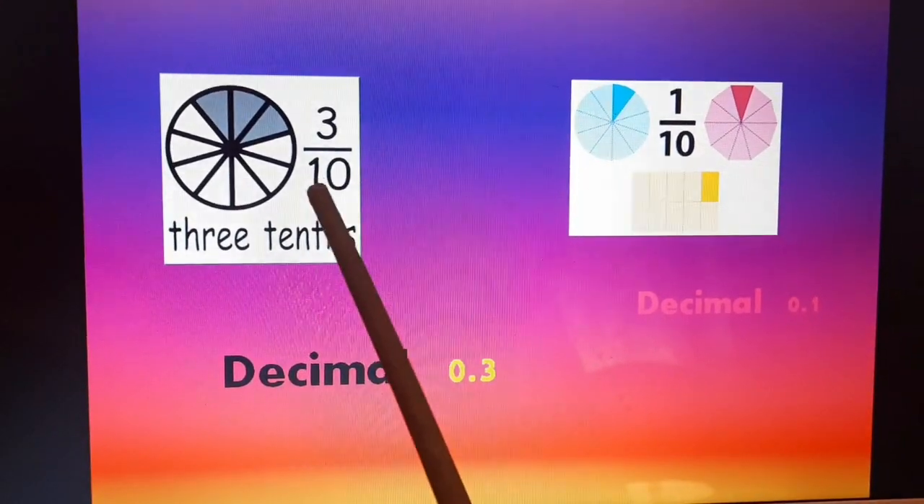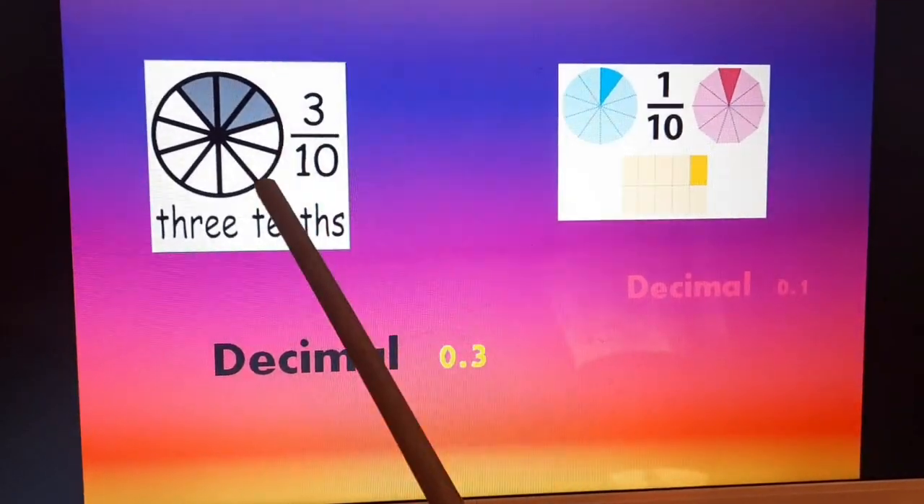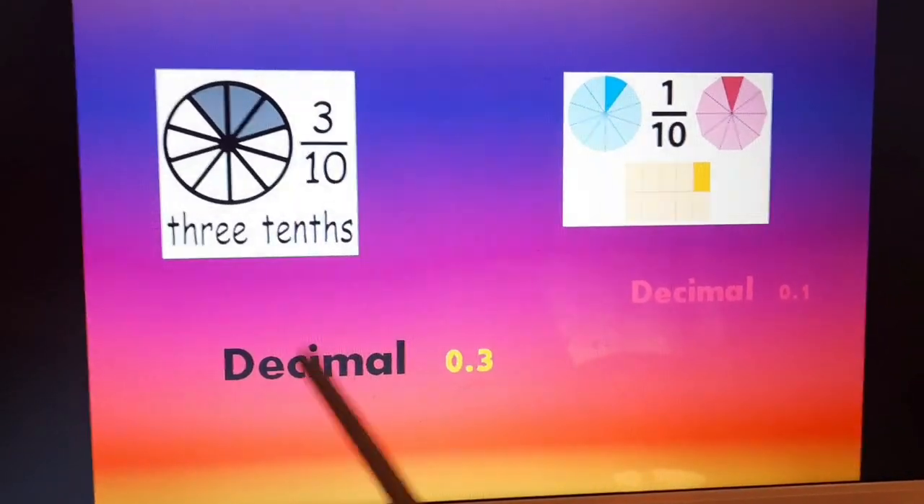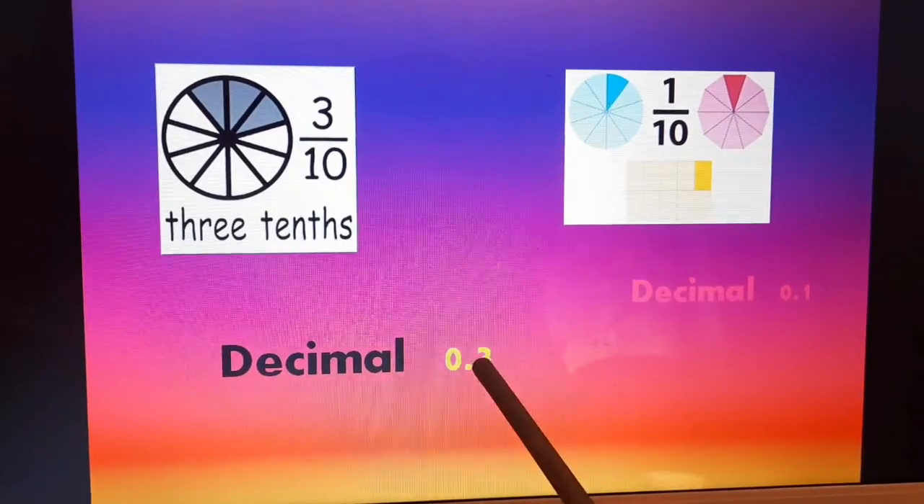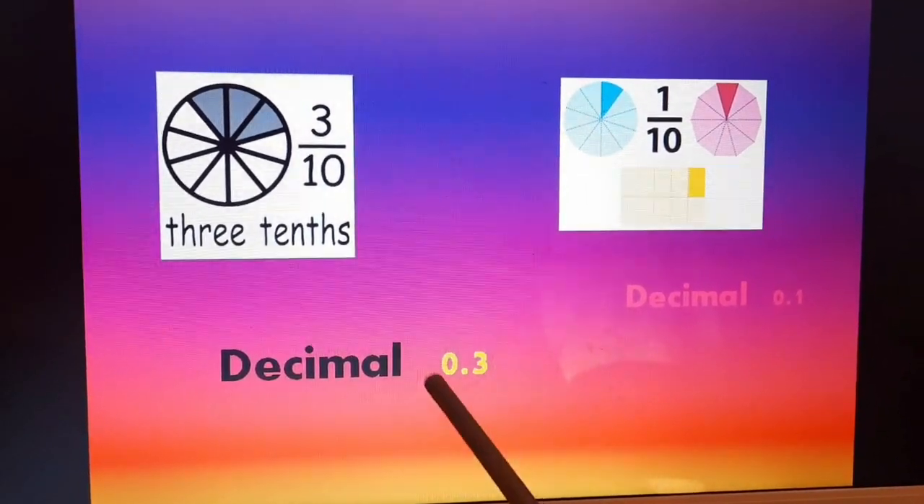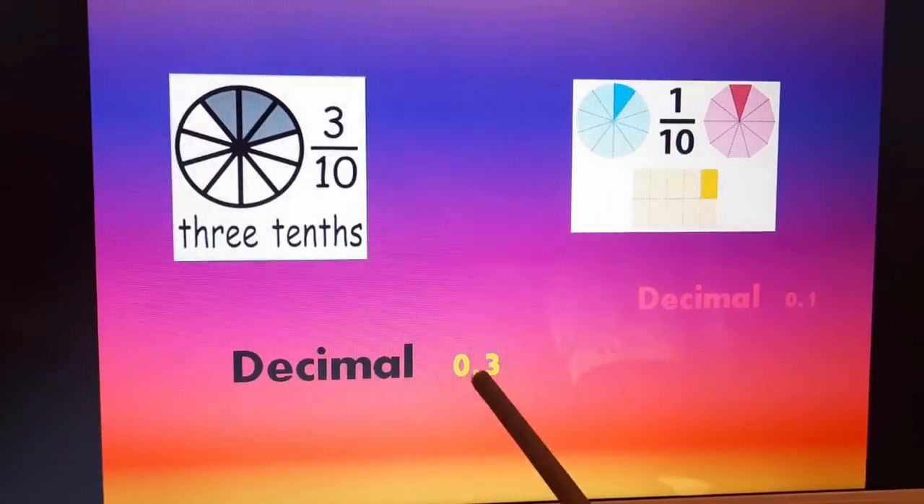We can write this fraction as a decimal. Decimal. A decimal number has a decimal point. Again, decimal point.